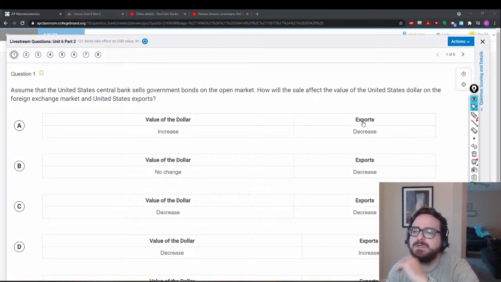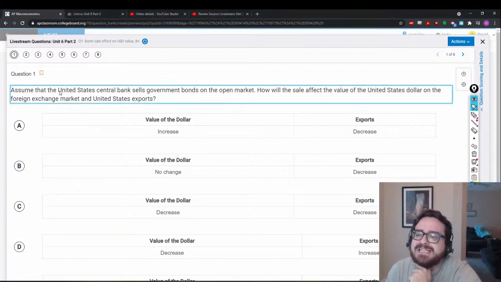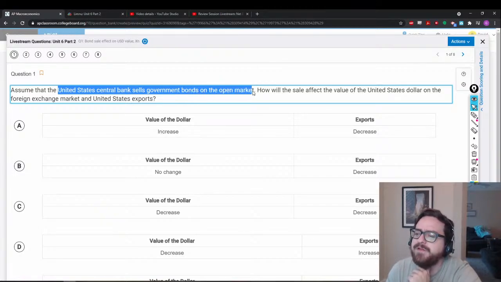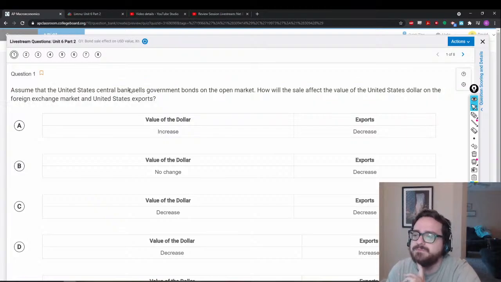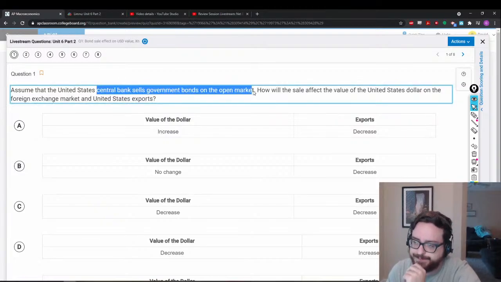There we go. Okay, so here's a connection question. Assume that the U.S. Central Bank, which is just the Federal Reserve, sells bonds on the open market. How will it affect our Forex market and U.S. exports? What? Okay, so you got to stick with what you know. Central bank selling bonds is a monetary policy. It's a money supply thing. It's a money market deal.